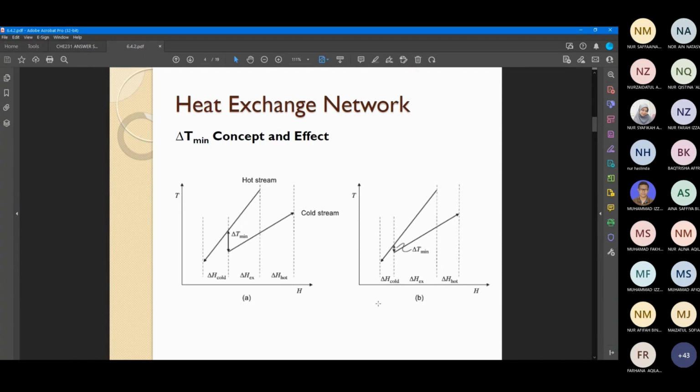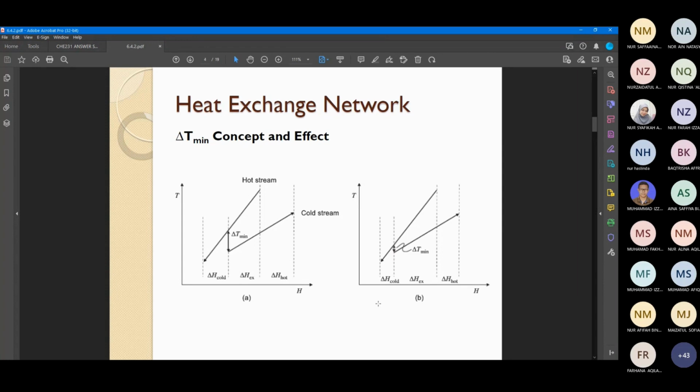When you talk about heat exchange network, the objective for the hot stream, which starts at a high temperature, is to have a lower temperature at the end of the hot stream. Same thing for the cold stream. The objective is to have the final, or the exit or outlet, temperature of the cold stream higher compared to the inlet of the cold stream.